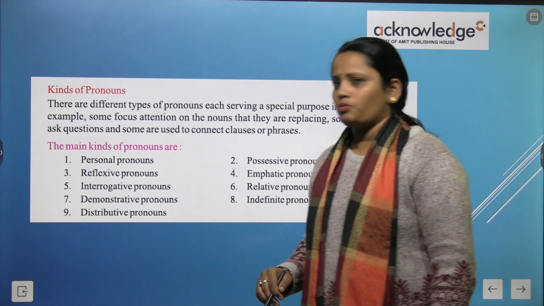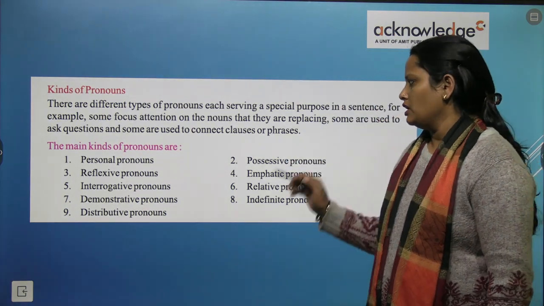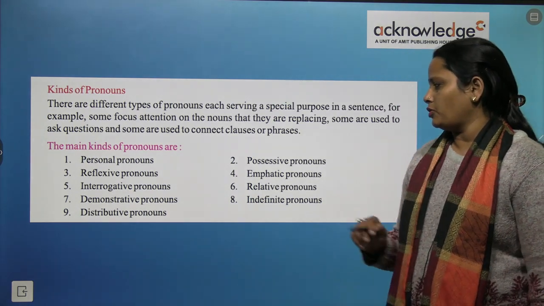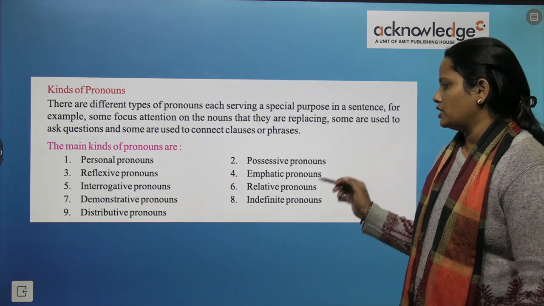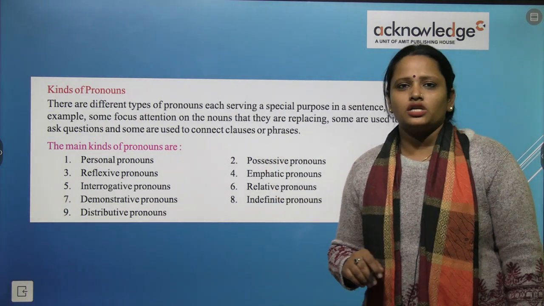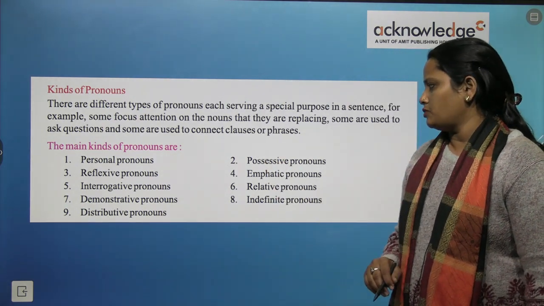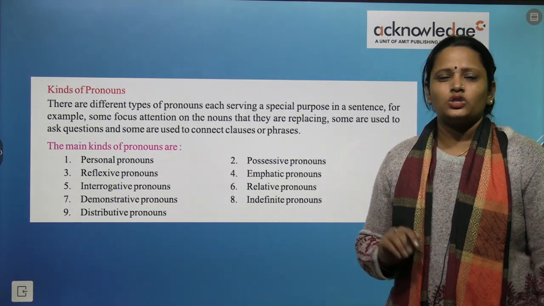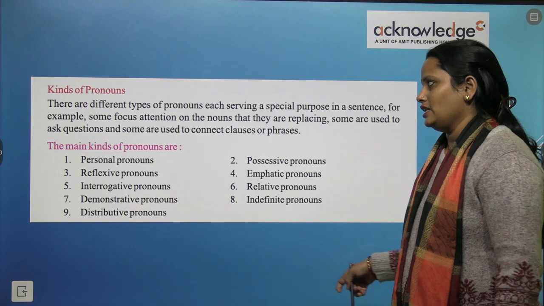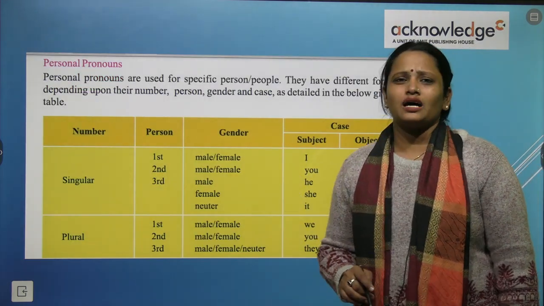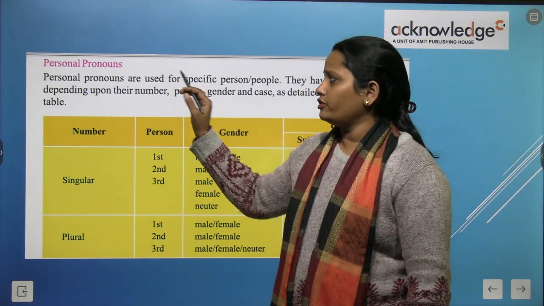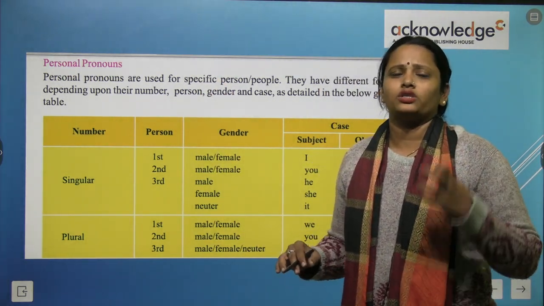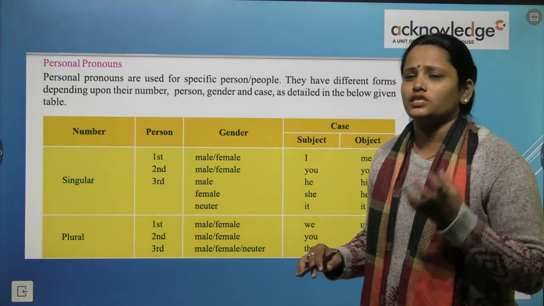So the main kinds of pronouns are personal pronouns, possessive pronouns, reflexive pronouns, emphatic pronouns, interrogative pronouns, relative pronouns, demonstrative pronouns, indefinite pronouns, and distributive pronouns. So children, now we are going to learn about these pronouns in detail. So first comes the personal pronoun. The first word of this pronoun is personal. Personal means जो हम अपने खुद के लिए use करते हैं. These are called personal pronouns.